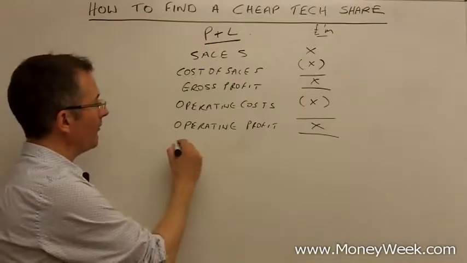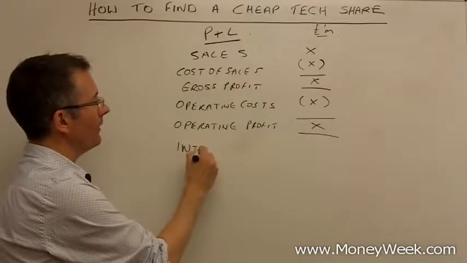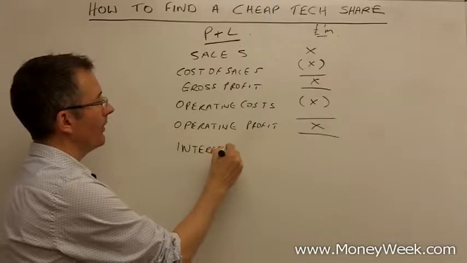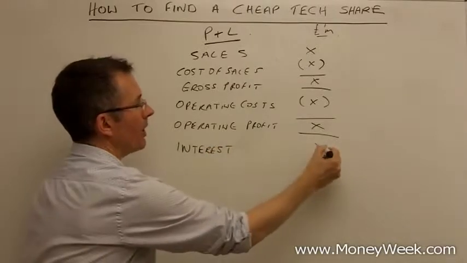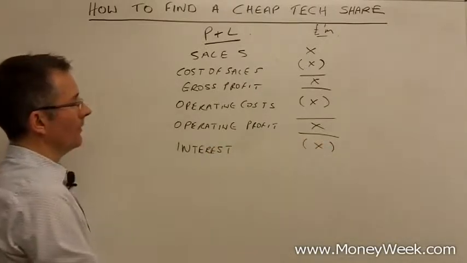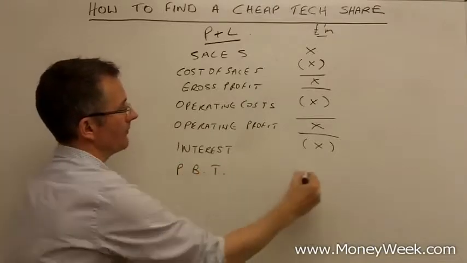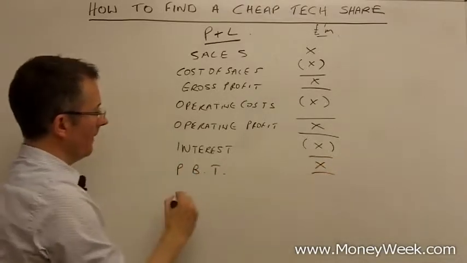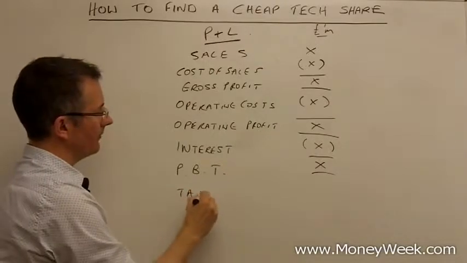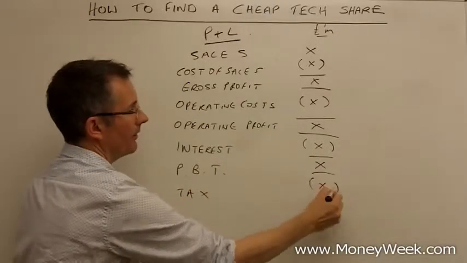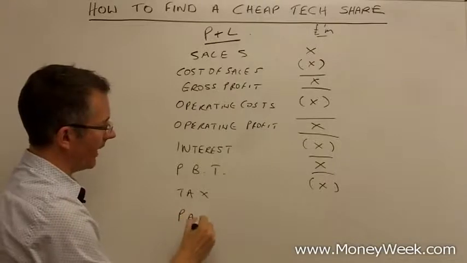From there, you take off the financing costs of loans, bank loans, that kind of stuff. So your interest charges go out next. That gives you a profit before tax. Then you take off tax, that's corporation tax for a company, and that gets you down to a profit after tax.